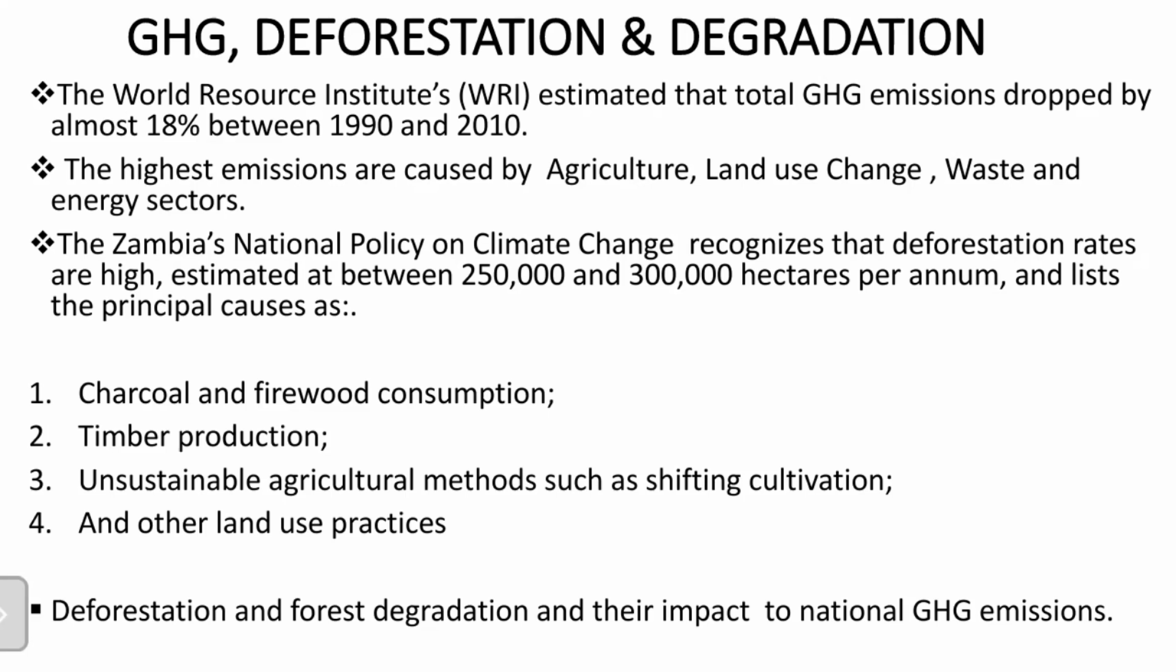So, and other land use practices. So deforestation and degradation and their impact on national greenhouse gas emissions. There is a difference between deforestation and degradation. When I'm talking about deforestation, I mean the change of use of land from maybe a forested area to a completely different use. So I go and cut down trees in an area, like I said earlier on, and I build a house. Or maybe I cut down trees on virgin land and I build a farm. So now what I'm doing there is I'm causing deforestation.